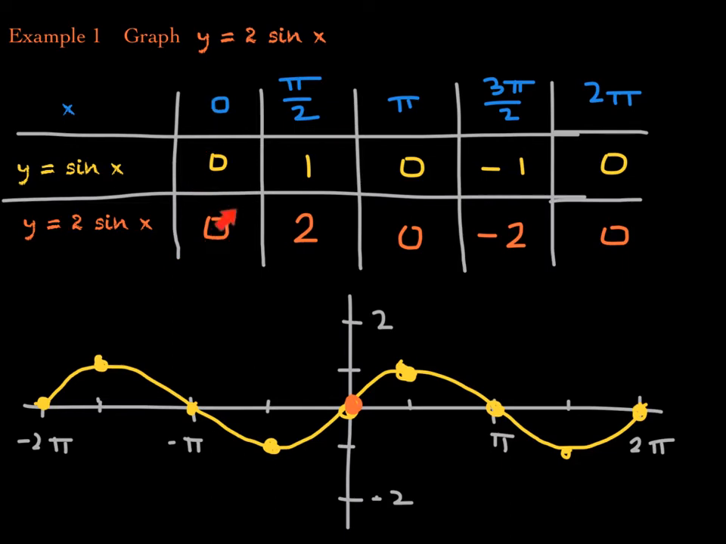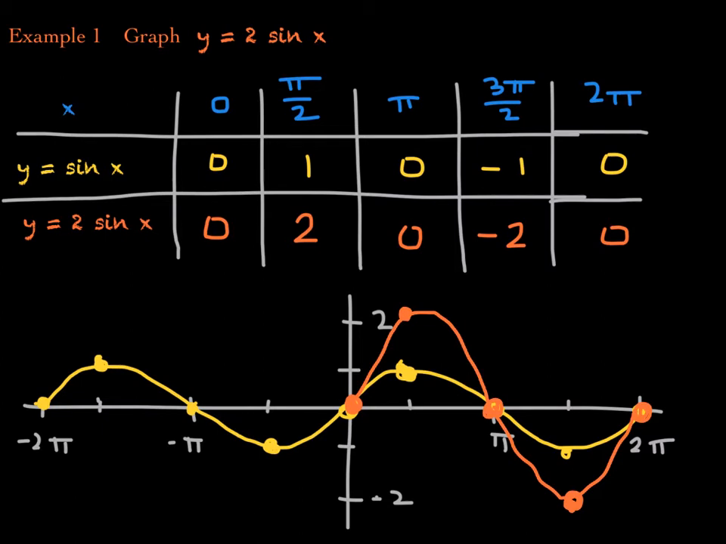0, 0. Pi over 2, 2. Pi, 0. So they do coincide a little bit. 3 pi over 2, -2, and then 2 pi, 0. So notice that the x-intercepts are the same, everybody. Please notice that the x-intercepts are the same, but the height of the graph has changed.